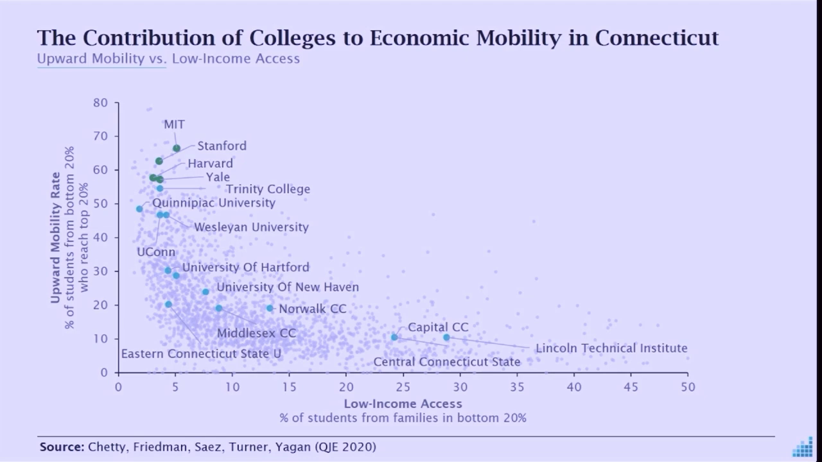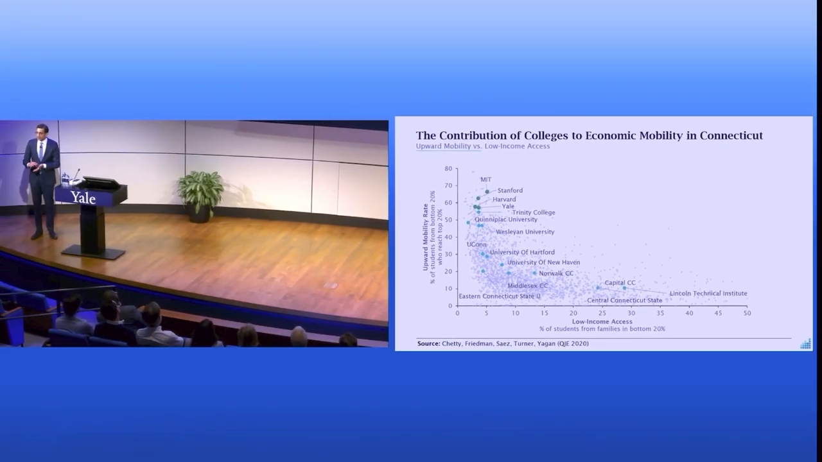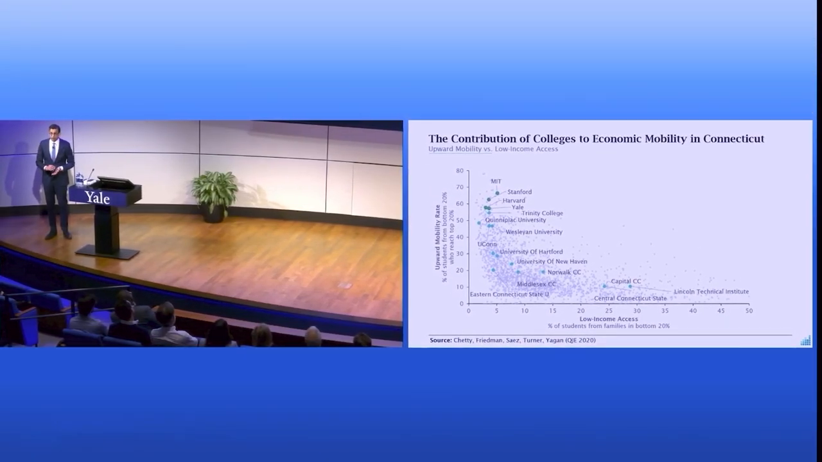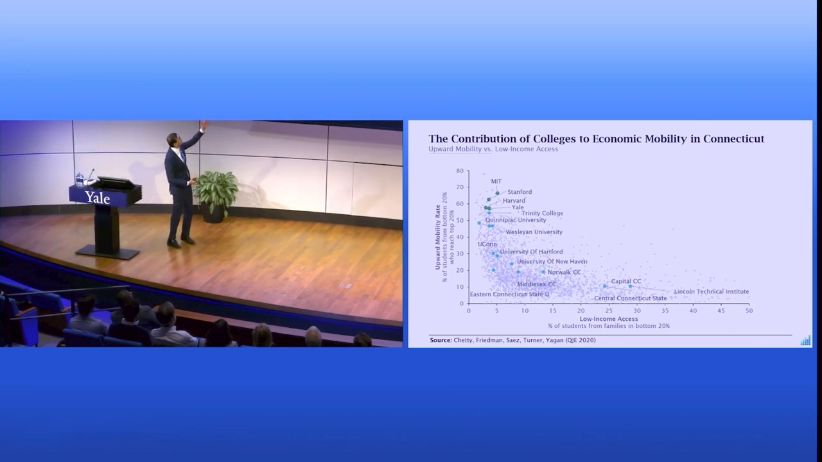Among the set of students who come from low-income families, families in the bottom 20% of the income distribution, what fraction reach the top 20%? And so you can see on this dimension, places like Yale and Harvard and MIT and Stanford look terrific. The low-income kids who get the opportunity to attend these colleges do extremely well, reaching the middle class or beyond.